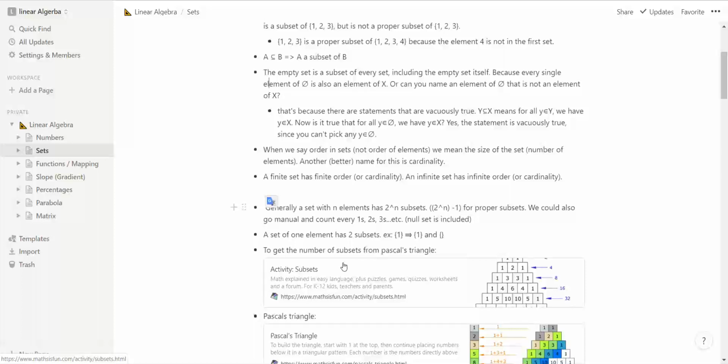Okay, it's the number of elements. We should not confuse the number of elements in a set with the number of subsets.